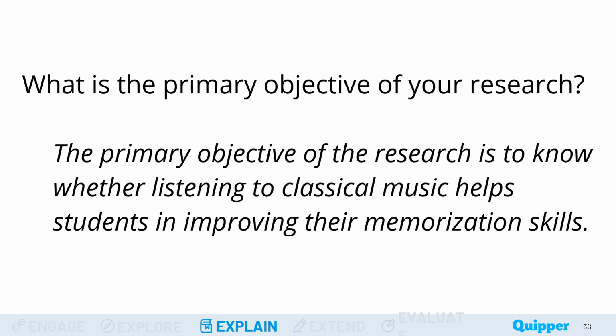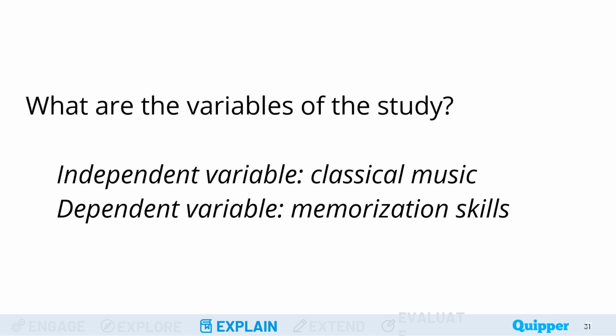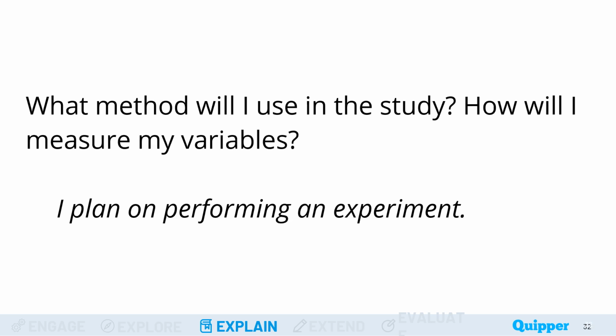For example, what is the primary objective of your research? The primary objective of the research is to know whether listening to classical music helps students in improving their memorization skills. What are the variables of the study? The independent variable is classical music, while the dependent variable is the memorization skills.